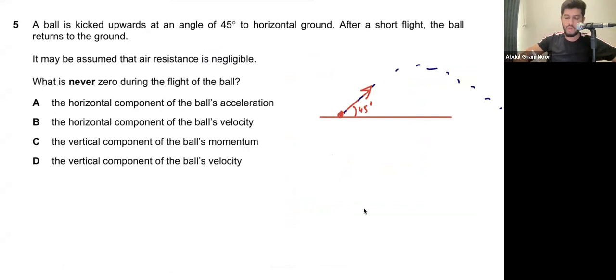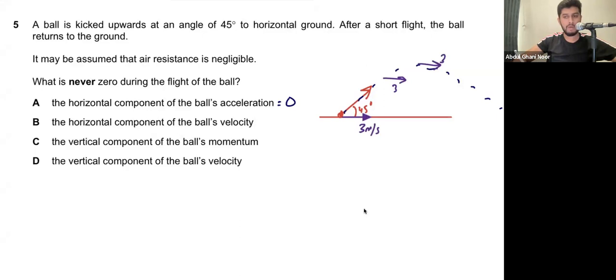No. The horizontal component of the ball's acceleration is always zero, because no force acts in the horizontal direction, so there is no acceleration horizontally. Force would act if there were air resistance, but there is no air resistance. The horizontal component of the ball's velocity stays the same. If the initial velocity is, let's say, 3 meters per second, it will be 3 at this point, 3 at the maximum height, and 3 at all these points.